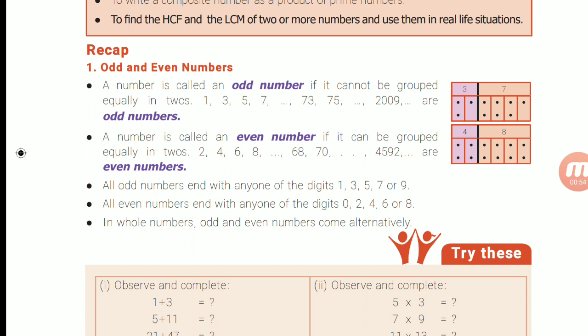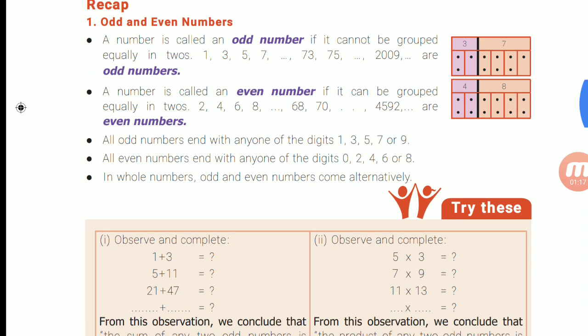are called odd numbers. The numbers 2, 4, 6, 8, 10 and so on, up to any number like 4592, are called even numbers. In a simple manner, any number whose last digit is 1, 3, 5, 7, 9 is called an odd number. If any number ends with 0, 2, 4, 6, 8, that is called an even number. In whole numbers, odd and even numbers come alternately.